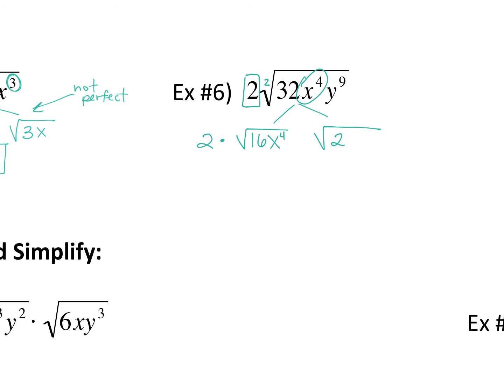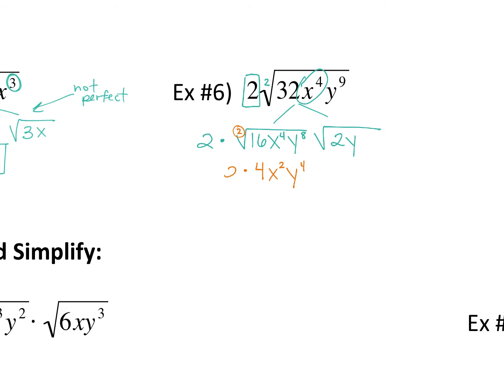What's the next even number below that? 8. So we're going to put y to the 8th here, which means we have how many y's left on the other side? 1. Y to the 1st. Okay? Now we can simplify. This becomes 4x to what power? The second, right? 4 divided by your index, which is 2. 4x to the second. Y to the 4th.